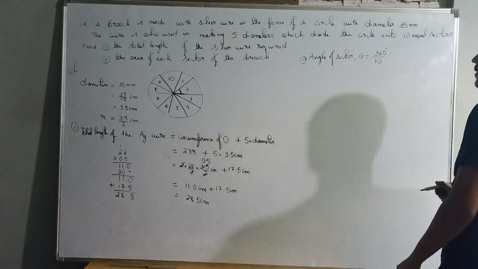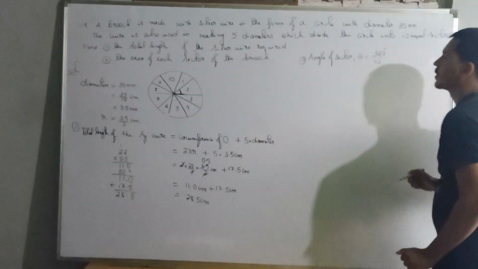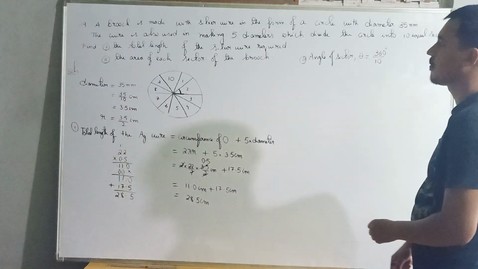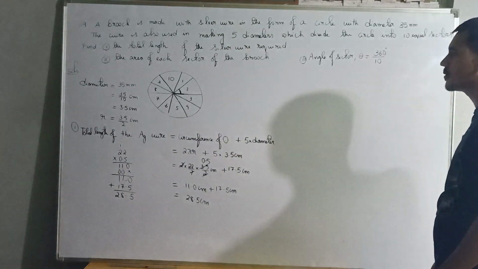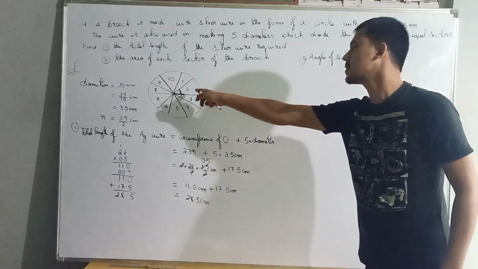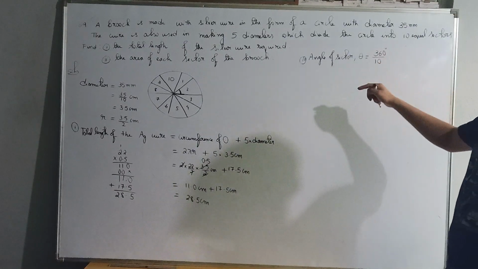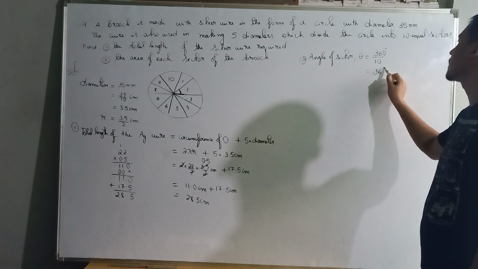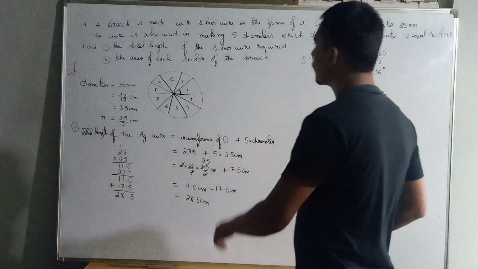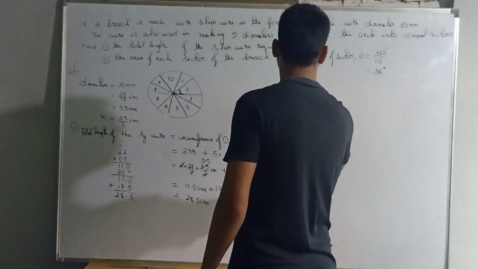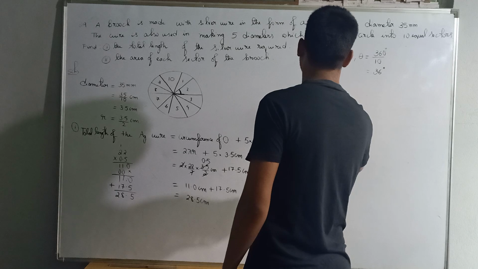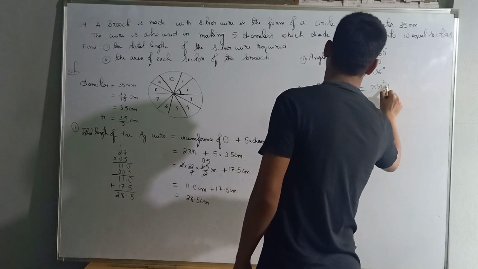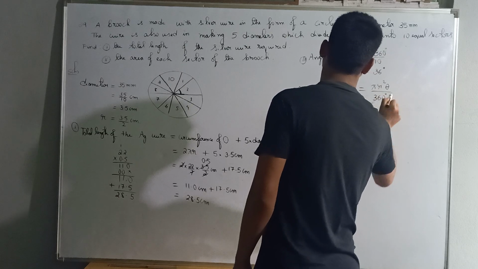So the angle of each of these sectors. See, the circle is divided into 10 sectors. A circle consists of 360 degree. So the angle of each sector will be 360 degree upon 10. So 0, 0 cancels out. So the angle of each sector is 36 degree. So we want to find the area of each sector. So area of each sector will be pi r square theta upon 360 degree.